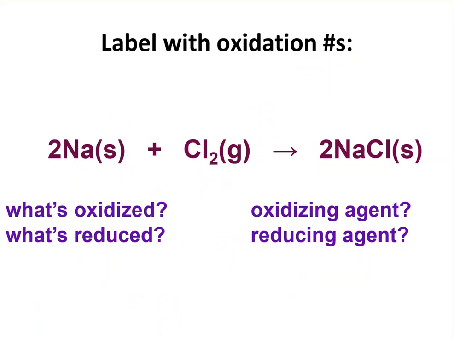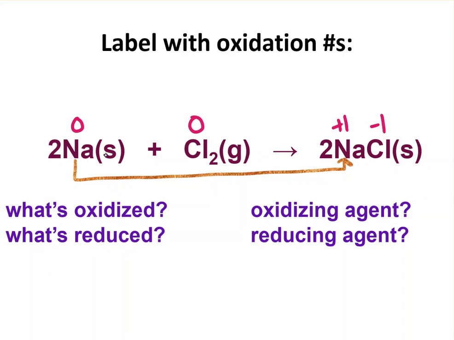Let's practice these terms and assigning oxidation numbers. So let's first start by assigning oxidation numbers. When an element is by itself, its oxidation number is 0. In an ionic compound, we go by what the charges would be. So we're going to look and see what happened to sodium here. Sodium went from 0 to +1. That's oxidizing.